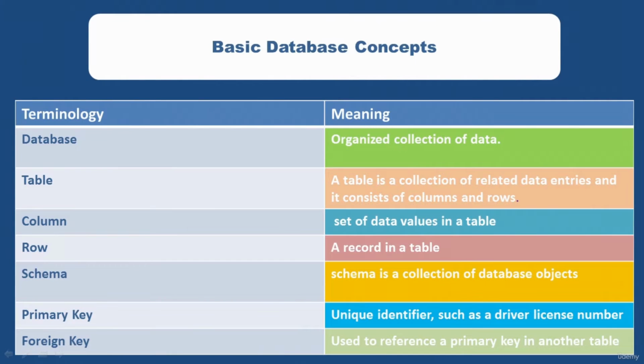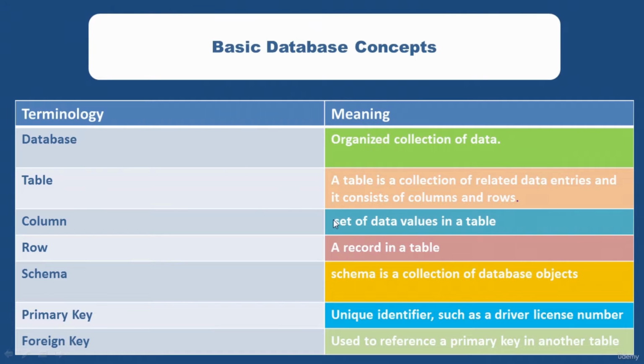Hello and welcome to this lecture. In this lecture, I'll be going through some basic database concepts. We'll begin with what a database is. A database basically is a collection of organized information or data that is stored in a table. A table, on the other hand, stores information in rows and columns. So a table will usually store a collection of related data entries in columns and rows.